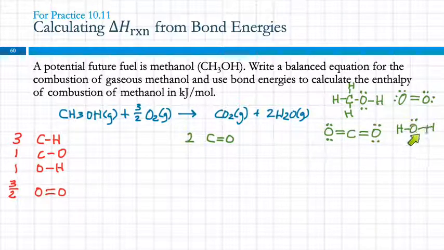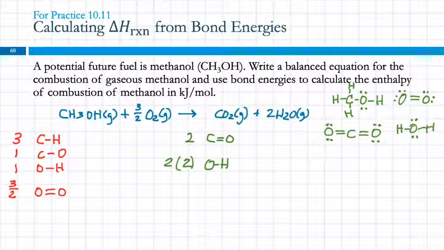Each water has 2 hydrogen-oxygen bonds, or oxygen-hydrogen. So 2 of these in every one of those, and then I've got 2. So 2 hydrogen-oxygen bonds per mole times 2. Everybody following?